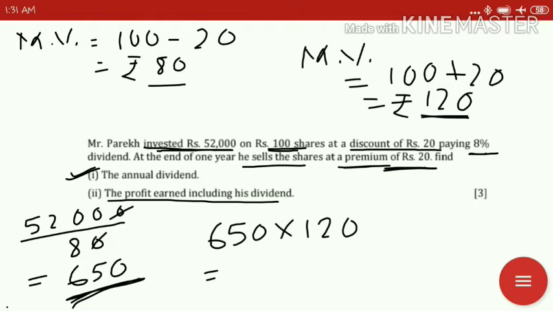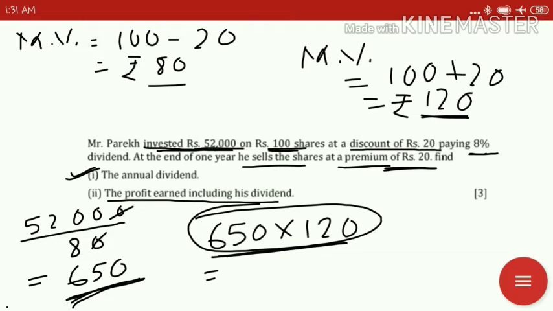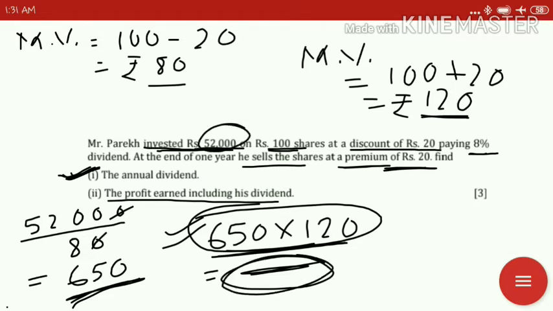And now he has invested 52,000, but he has got 650 into 120. So you can see the 650 into 120 must be larger than 52,000. That much amount of money is the profit. So on his investment he got this much money along with the dividend. You have already calculated the dividend in the first portion, so add the dividend to the profit you have got by subtracting the 52,000. That will be the profit earned including his dividend.